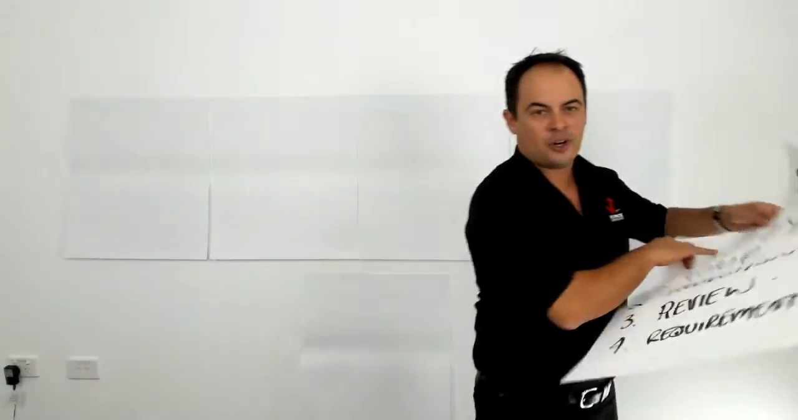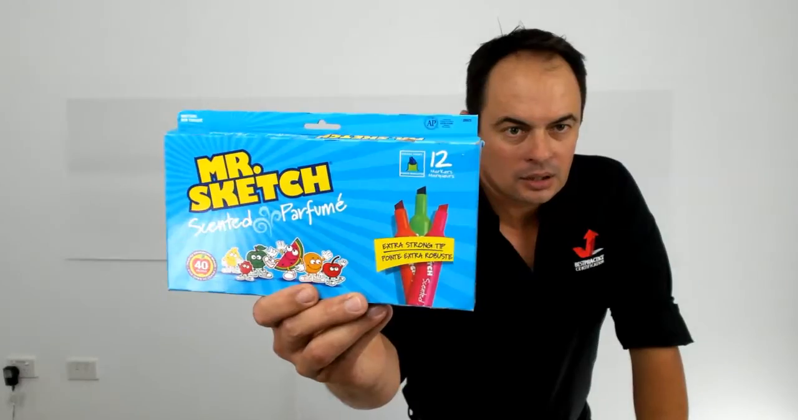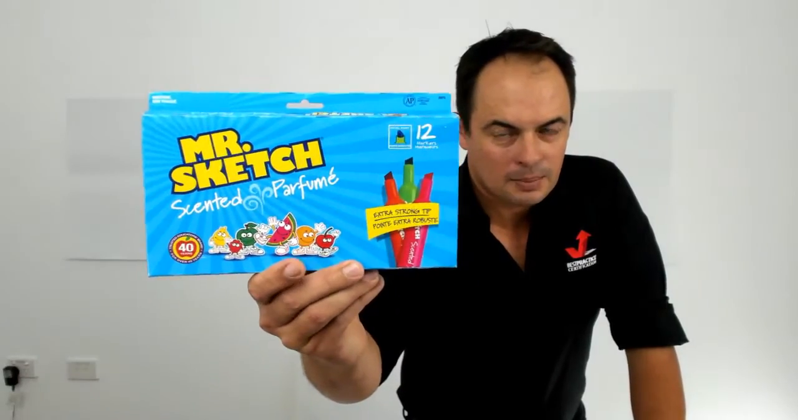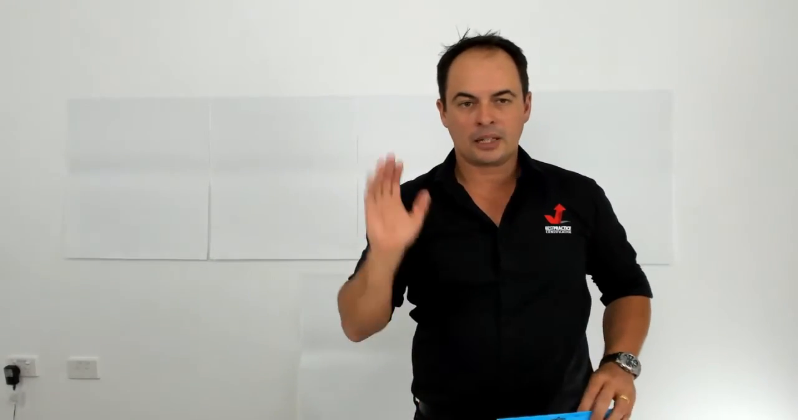So the hack is to find the right texture or find the right pen. I've been using these for 20 years, Mr. Sketch. 12, they're smelly, coloured, scented textures. These are the textures that I use. So my 2 hacks for writing a process flow, you've got to make your life easy. It's got to work really, really well. These have got a great non-toxic water-based ink.